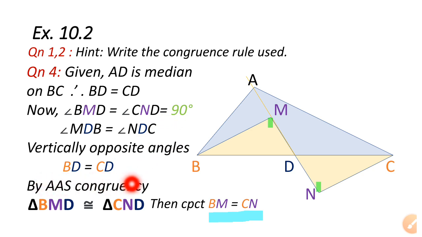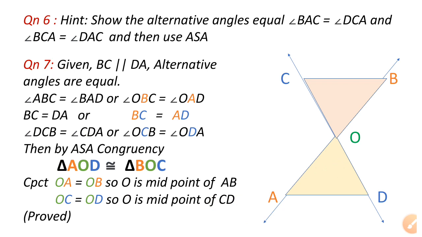And if those triangles are congruent to one another, then we know that the corresponding parts of congruent triangles are equal. CPCT means corresponding parts of congruent triangles. So here the corresponding side BM must be equal to CN, when those two triangles are congruent. So this is proved.